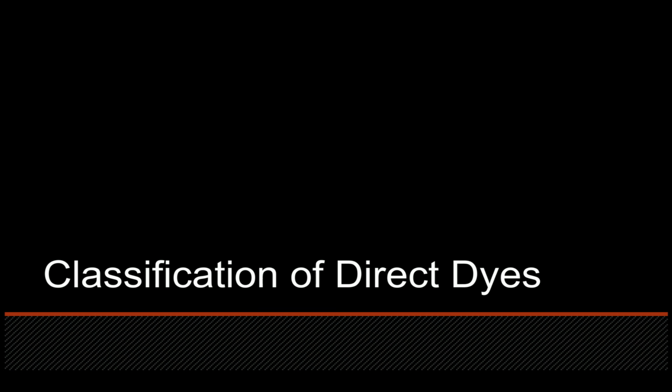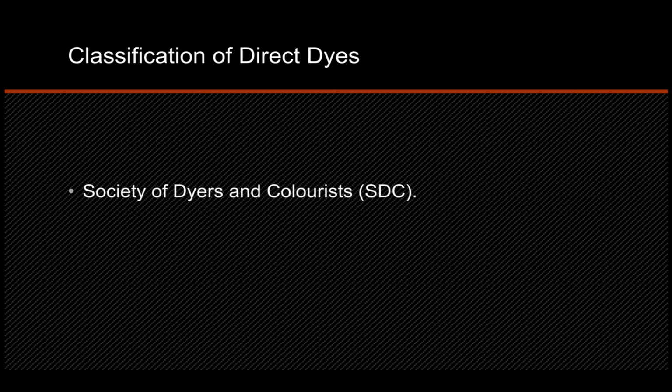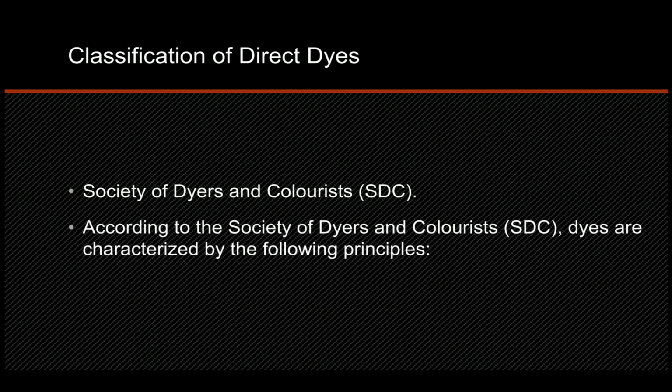So the classification of direct dyes. As described earlier, direct dyes show variation in their reactivity, but there is an important point: direct dyes that have the same composition in their chemical structures show variation in their applications and their fastness properties. It was explained by the Society of Dyers and Colorists, which is SDC. According to the Society of Dyers and Colorists, dyes are characterized by the following principles.